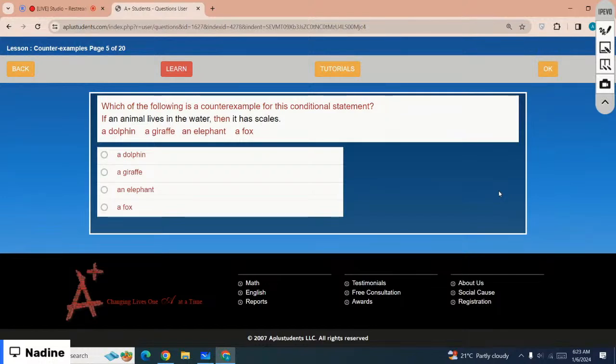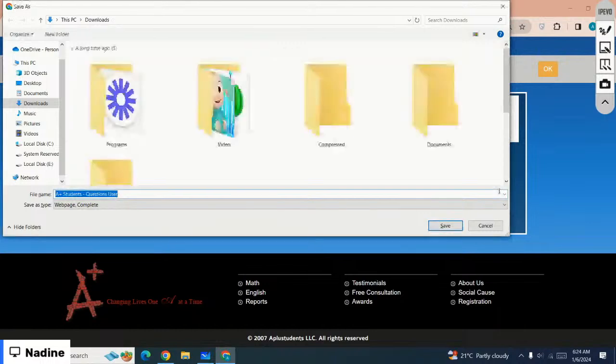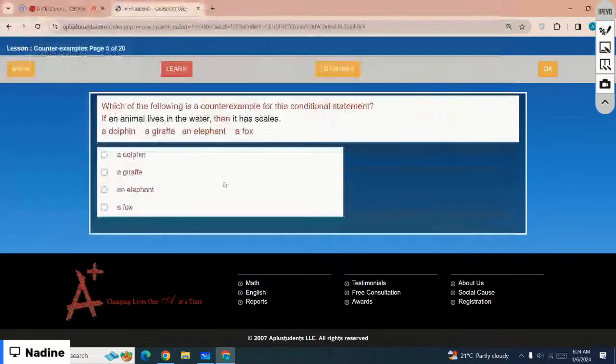Which of the following is a counterexample for the conditional statement? If an animal lives in the water, then it has scales. So, which animal lives in water? Dolphin lives in water and it does not have scales, right? So, the correct option is dolphin, because the hypothesis is true and it has no scales, so the conclusion is false. The correct option is dolphin.